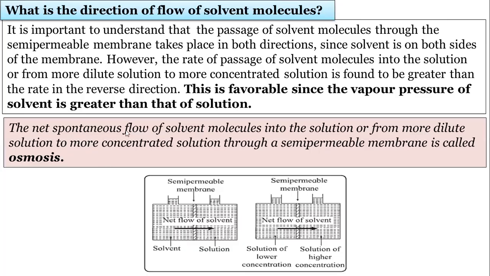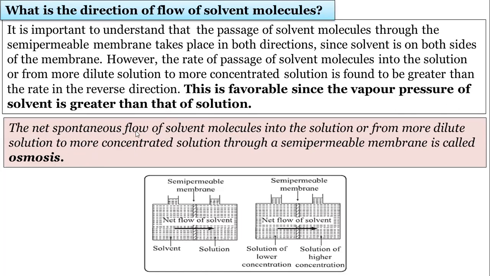See, the definition is given here. The net spontaneous flow, remember, spontaneous flow means it is a natural flow without any external influence. So the net spontaneous flow of solvent molecules, remember, only solvent molecules pass through the semi-permeable membrane, and the solute molecules do not pass through it. And this is called osmosis.